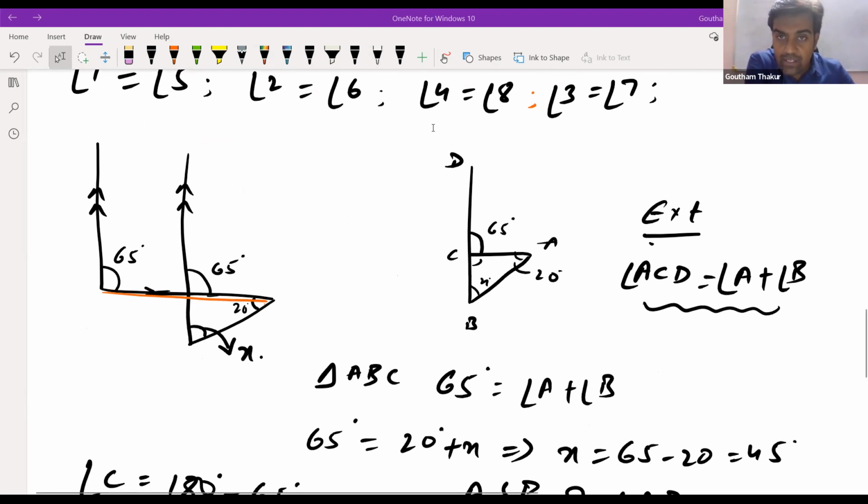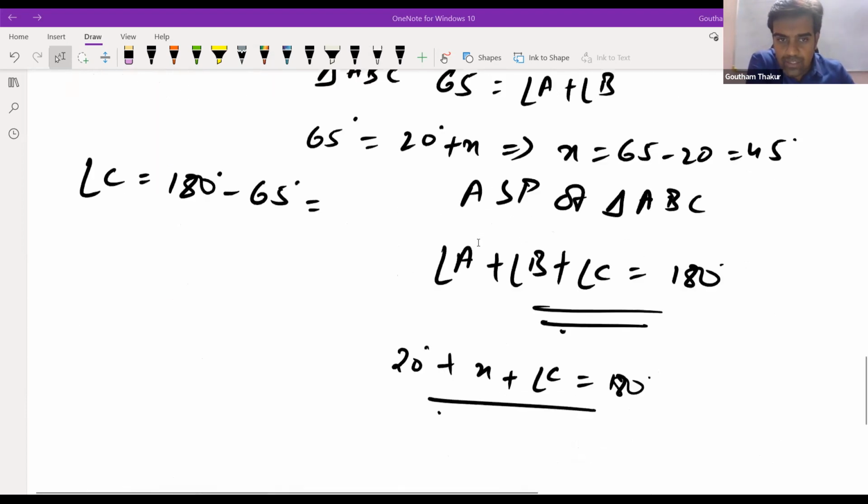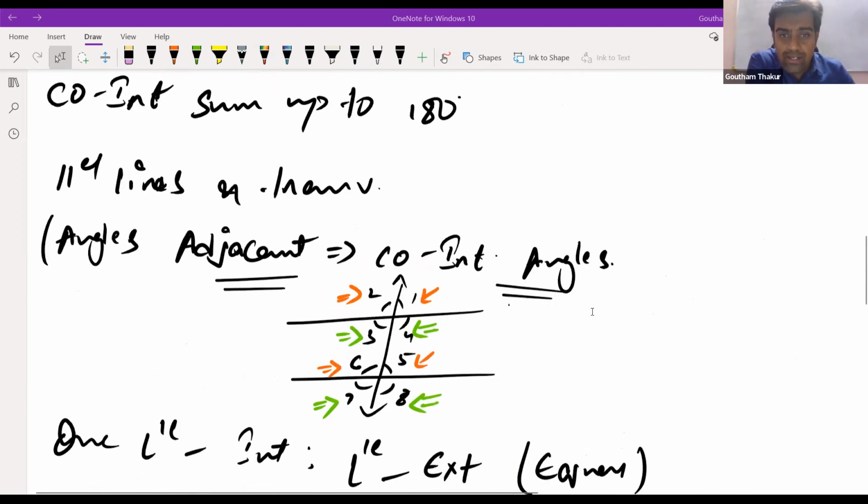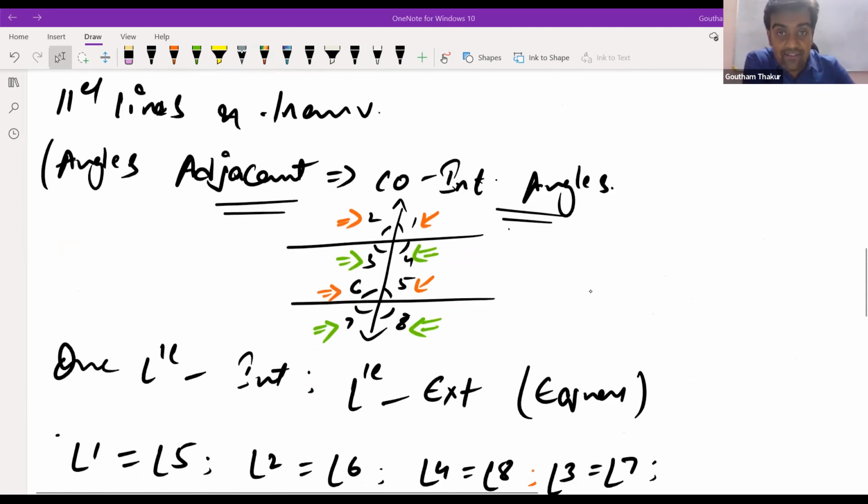Alternate angle can be 1 and 2. Where are angle 1 and angle 2? No, angle 1 and angle 2 are adjacent angles, but they are not alternate angles. Alternate angles are 3 and 5, 4 and 6. Angle 1 and angle 2 are adjacent angles, not alternate angles. Don't get confused.